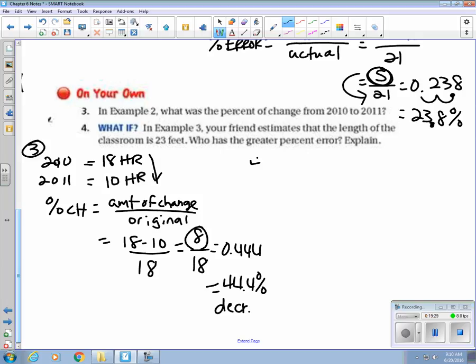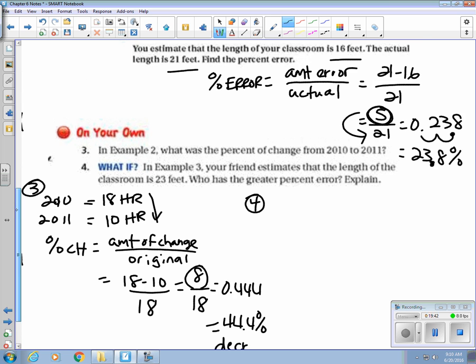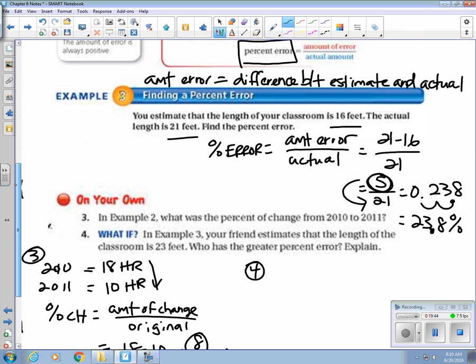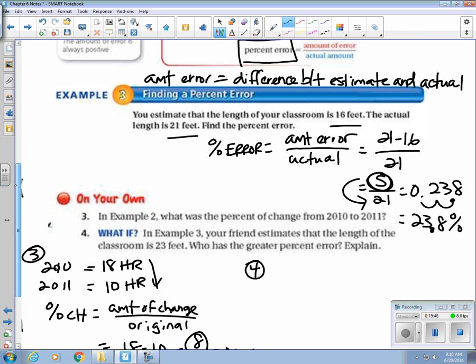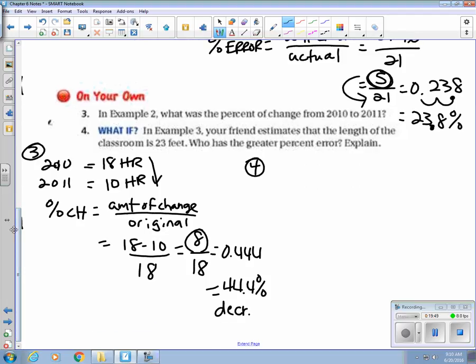Number 4, we have in example 3, your friend estimates that the length of the classroom is 23 feet. Who has the greater percent error? And then explain that. Okay, so remember that in example 3, the actual length is 21 feet and your friend's estimate was 23 feet. So the percent error was equal to the amount of error divided by the actual amount.